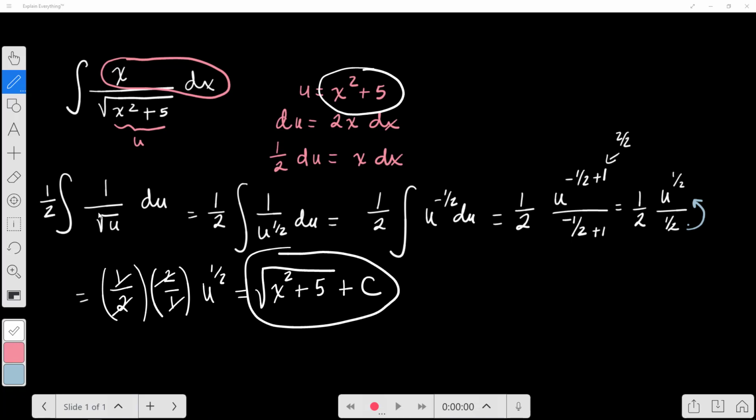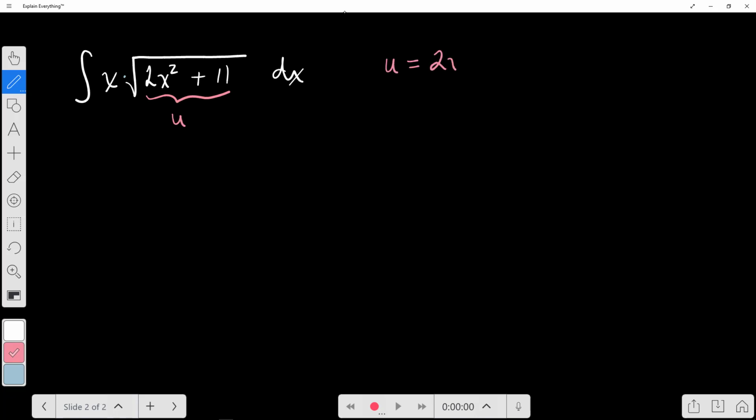Okay, so let's find another one here. If I have something like the integral of x times the square root of 2x squared plus 11 dx. Once again, the key here is to see that you have one function being multiplied by another. Again, definitely looks like the inside would be my u. So u equals 2x squared plus 11. I find that derivative, which would be 4x dx.